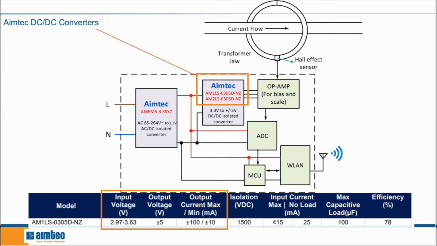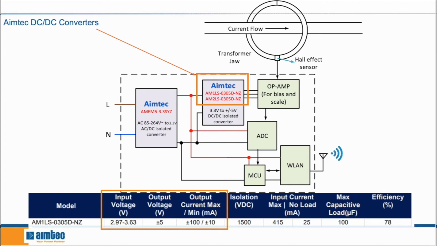So in this block diagram, we have the AMEM5, which is an AC-DC converter. And it has a 3.3 output voltage, so it takes the input voltage range of 85 to 264, and it converts it to 3.3 volts. The other Aimtec box has the AIM1LS-NZ and the AIM2LS-NZ, and these are dual output DC-DC converters. So it just means that they have 2 outputs. So it takes the 3.3 volts that is coming from the AC-DC converter, and it converts it to plus or minus 5 volts. And then with these 5 volts, you can power the ADC, the MCU, and the WLAN chip.